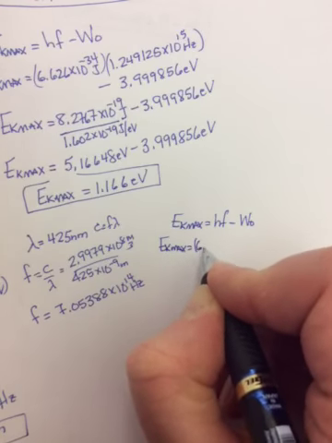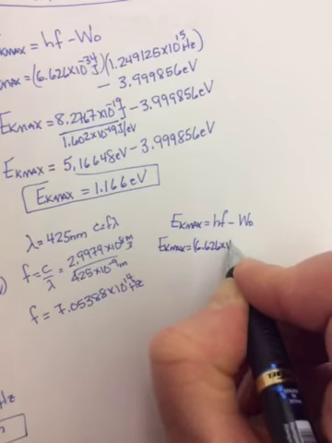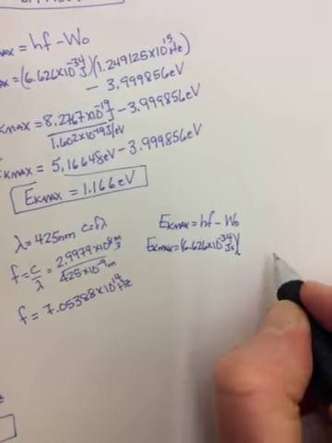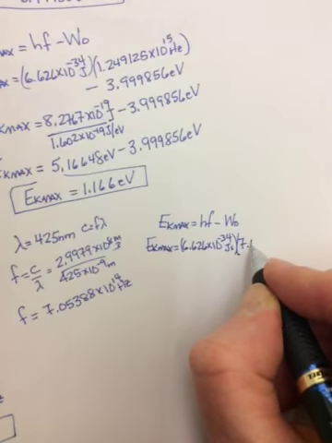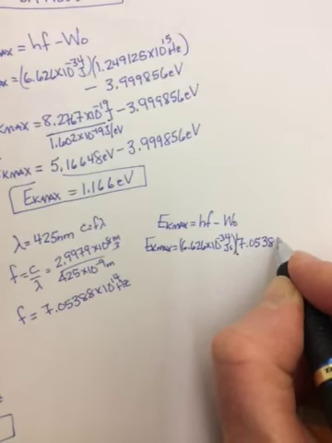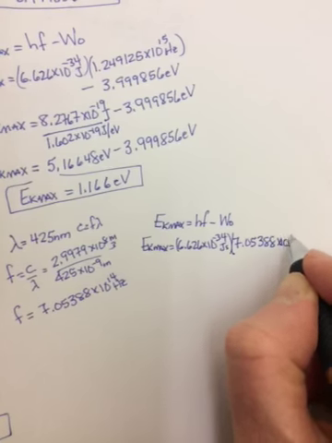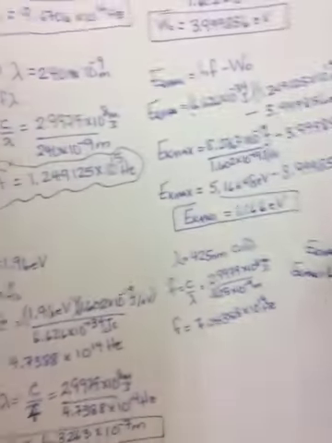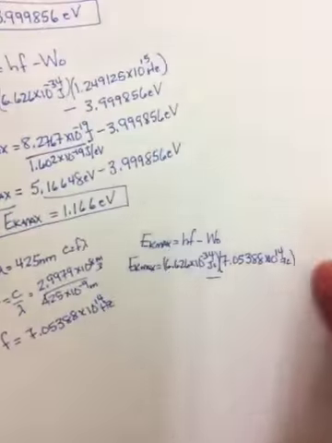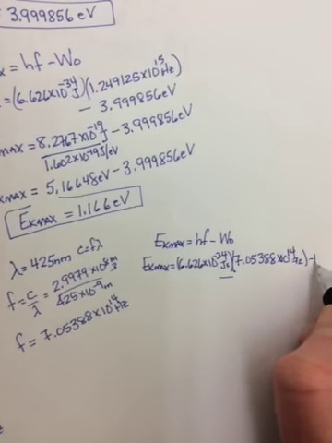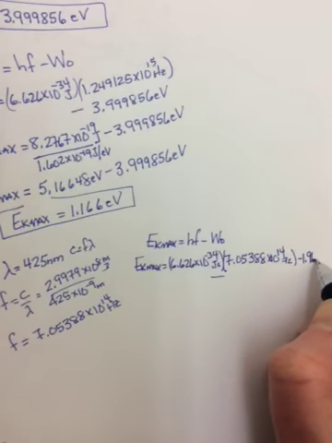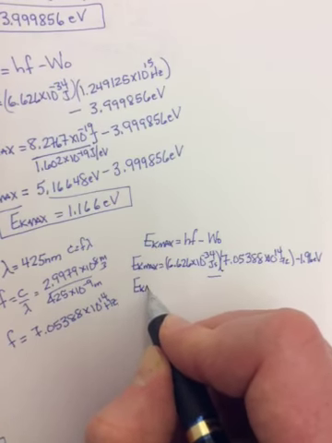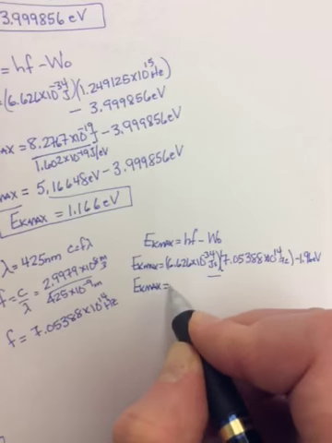So it's equal to H, which is 6.626 times 10 to the negative 34 joule seconds, times the F we just found, which was 7.05388 times 10 to the 14th hertz, and then minus our WO, which we were given originally in the question, 1.96 electron volts. Again, one's going to end up being in joules, the other in electron volts. You can't just subtract them, you need to switch one.